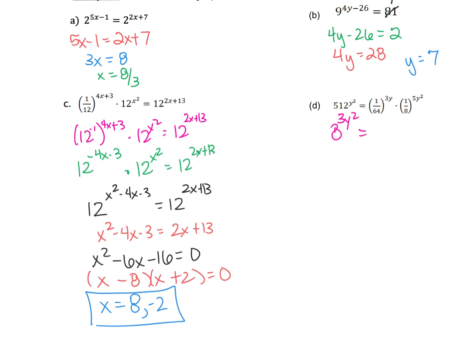1 over 64. What would that be? 8 to the negative 2. So that would be 8 to the negative 6y. And then 1 over 8 would be 8 to the negative 1, so 8 to the negative 5y squared. Let's get a single exponential on each side. I would add those exponents, so negative 6y minus 5y squared. So just distributing those extra powers. Finish it out for me.